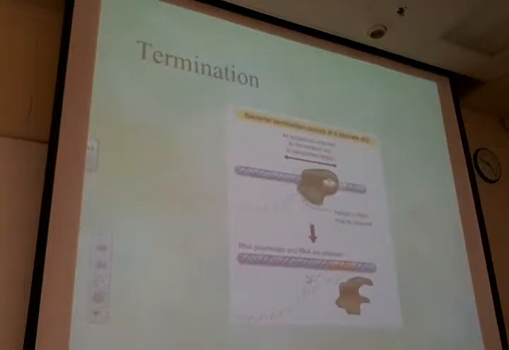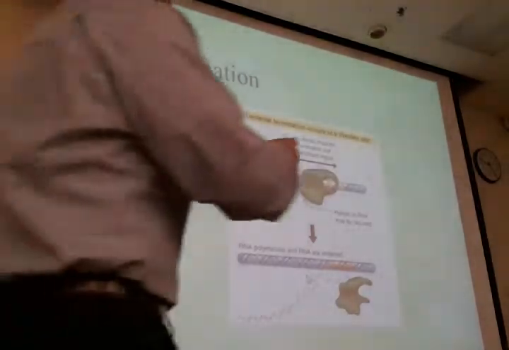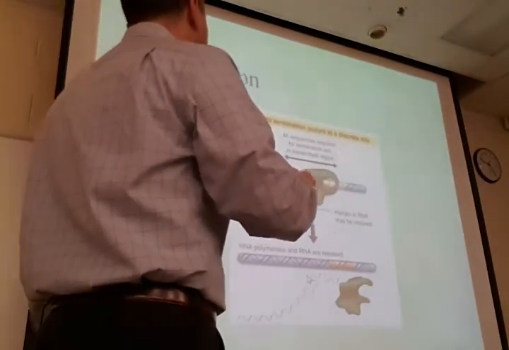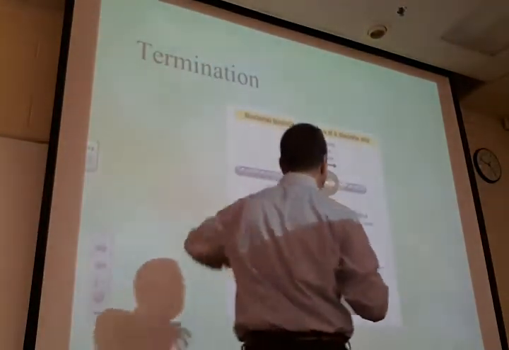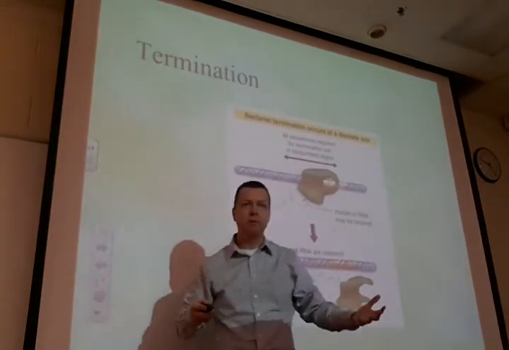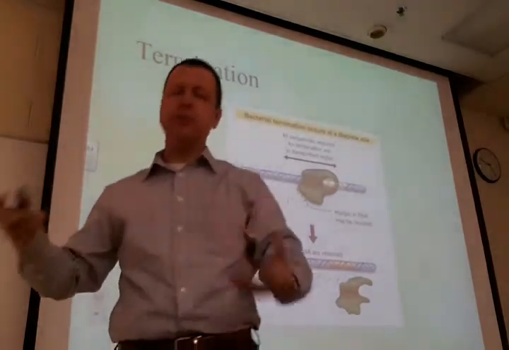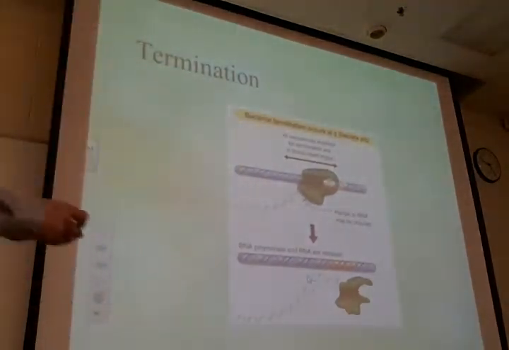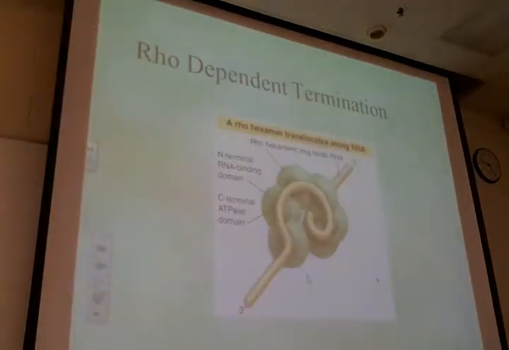And apparently, there are two major types of termination signals in bacteria. They're both going to end up doing the same thing. They're going to cause transcription to stop happening. So they are going to terminate it. They're going to end the process. There are two ways that this can happen.